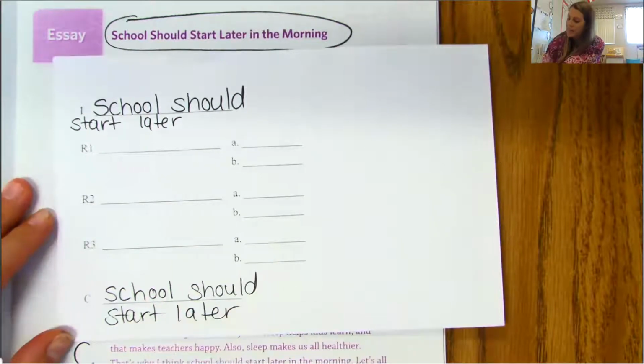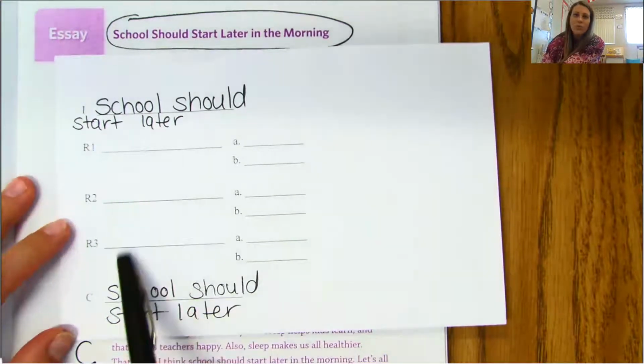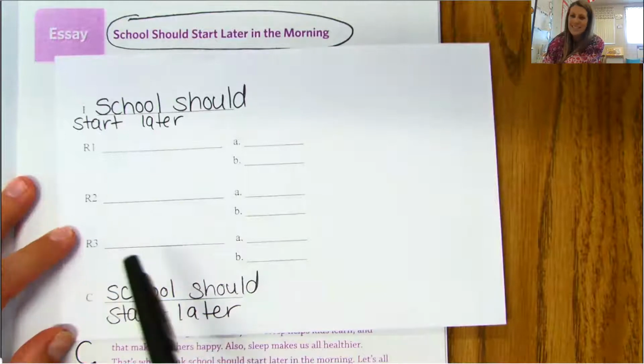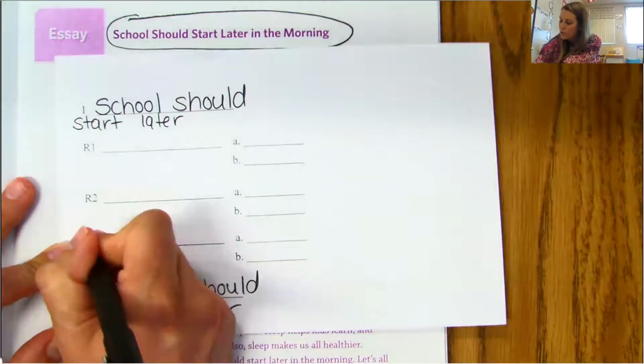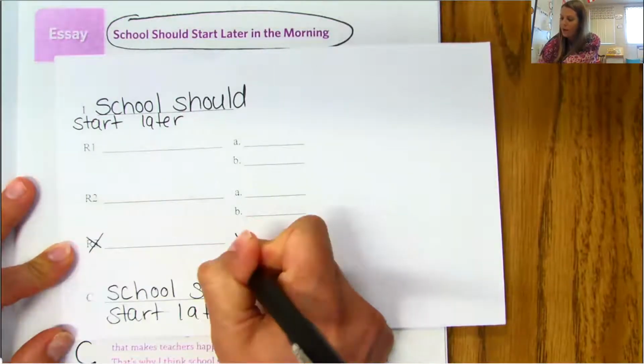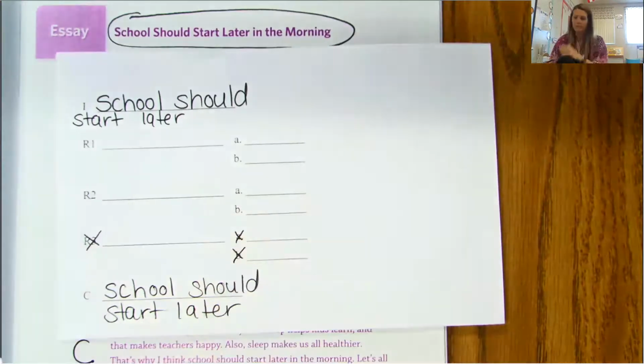Okay? And then we've got the reasons. Now, remember how I said this author doesn't have an R3? They don't have a reason 3, so we don't need to worry about that. Okay? So you can go ahead and cross that off.